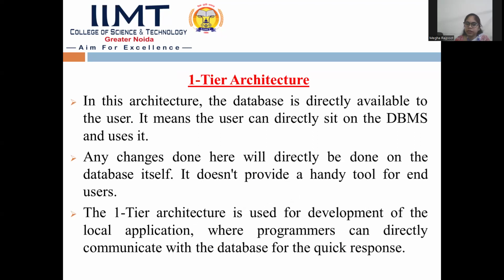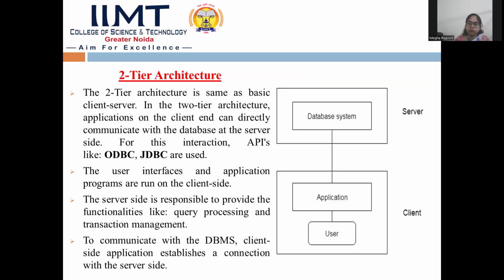So what is one-tier architecture? In this architecture, the database is directly available to the user. It means the user can directly sit on the DBMS and use it. Any changes done here will directly be done on the database itself. It does not provide a handy tool for end users. The one-tier architecture is used for development of local applications where programmers can directly communicate with the database for a quick response.